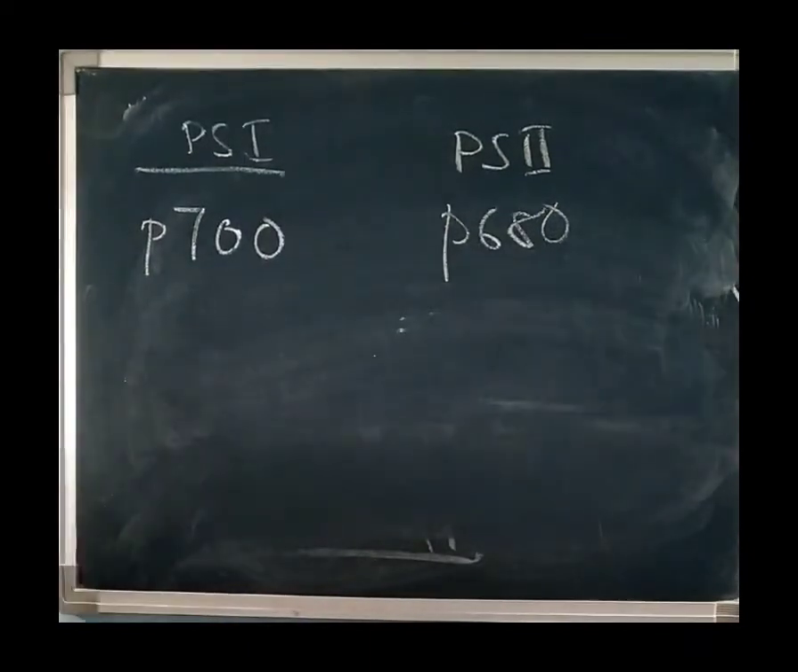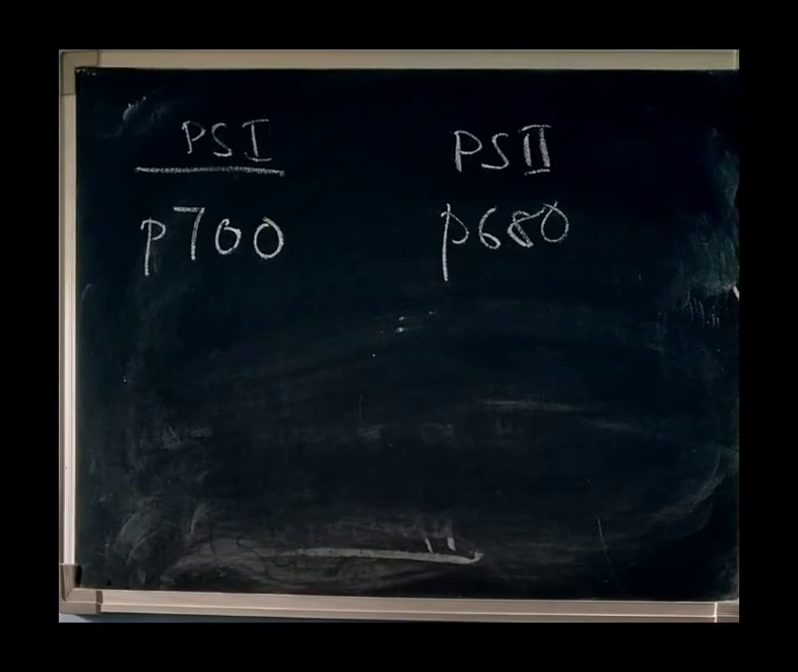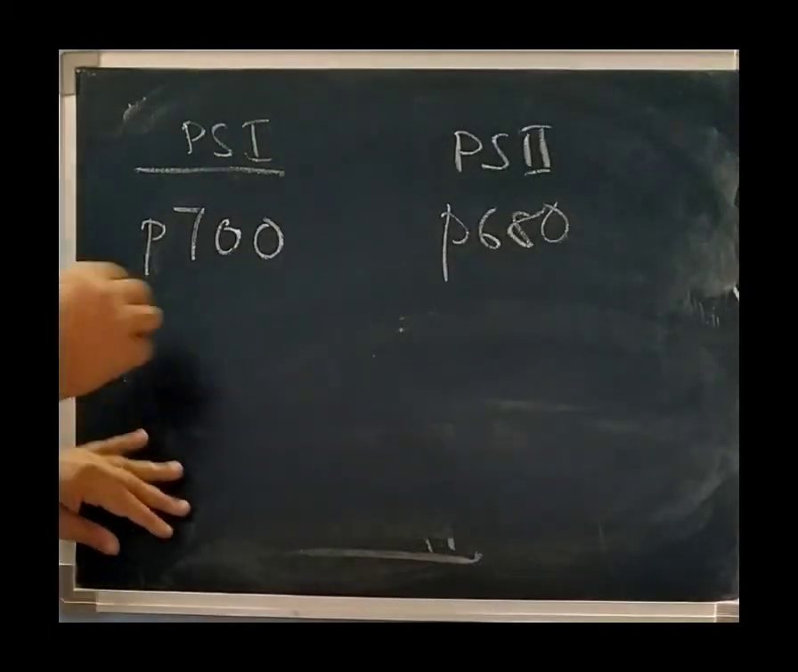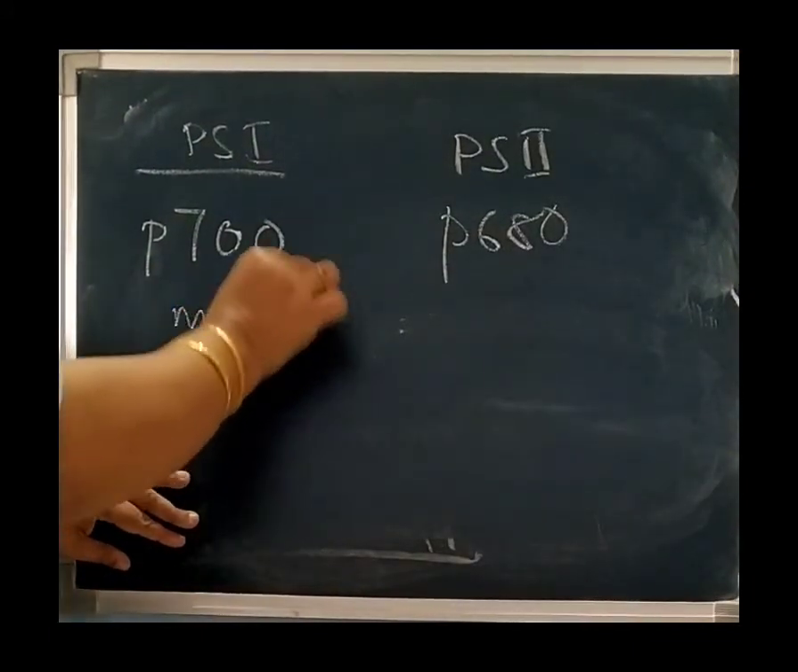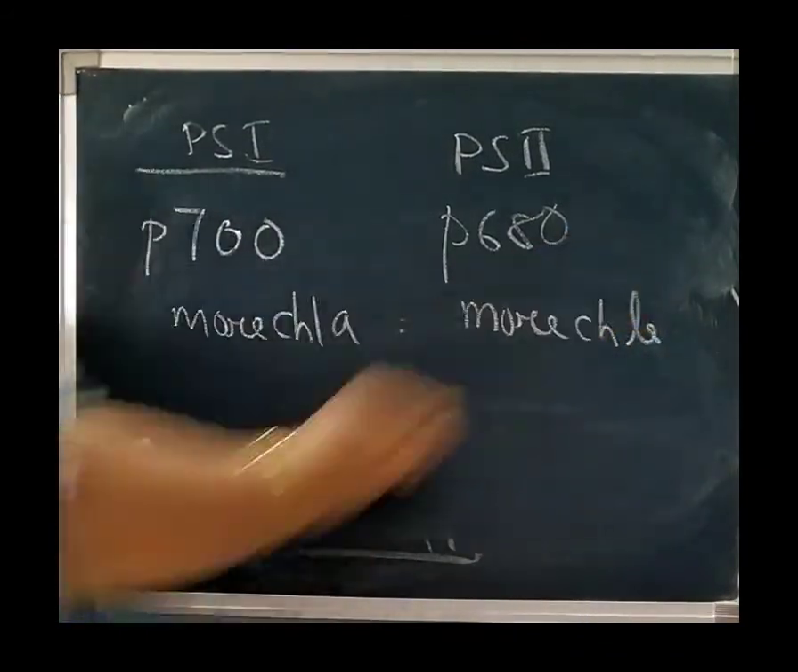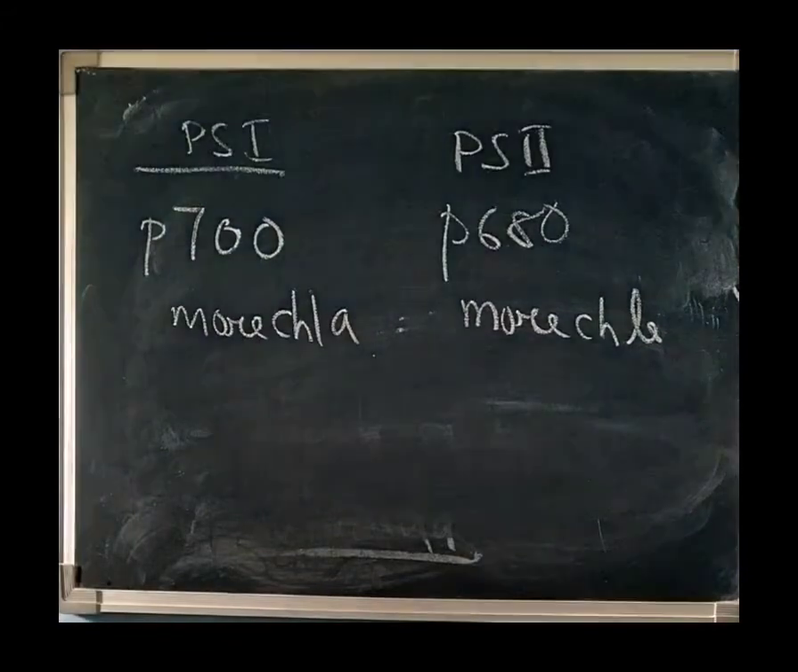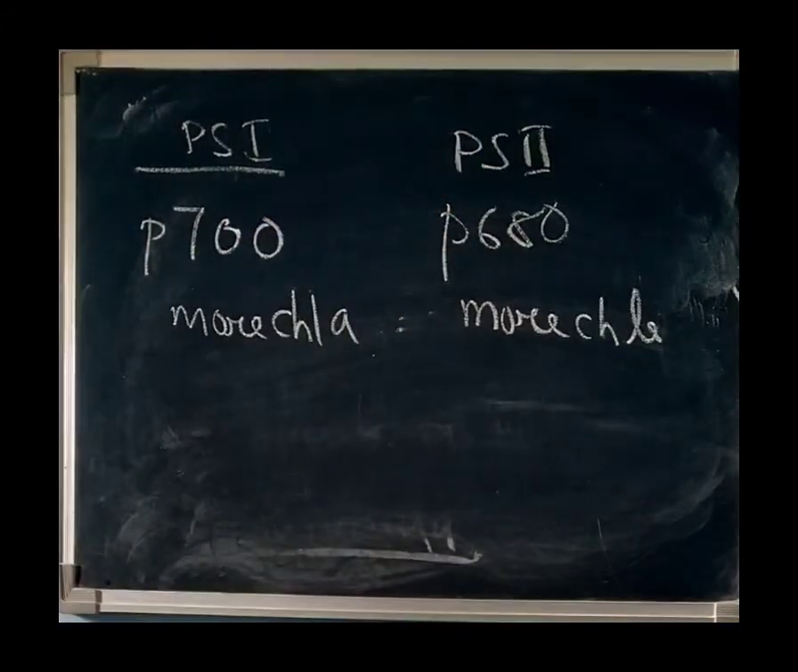At these nanometer wavelengths, they absorb light. PS1 is a photosynthetic pigment system that has more chlorophyll A and less chlorophyll B, whereas PS2 has more chlorophyll B. So this is the major difference. The light harvesting complex of PS1 absorbs light at P700, and PS2 absorbs at the P680 wavelength. Both PS1 and PS2 are functional and present on the thylakoid membrane.